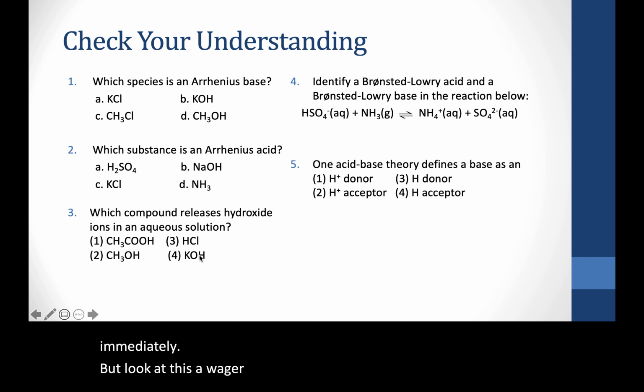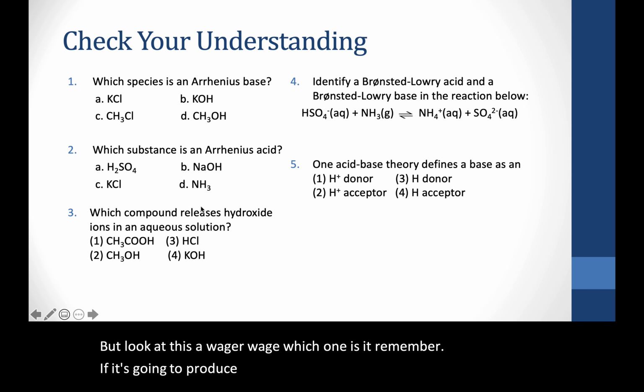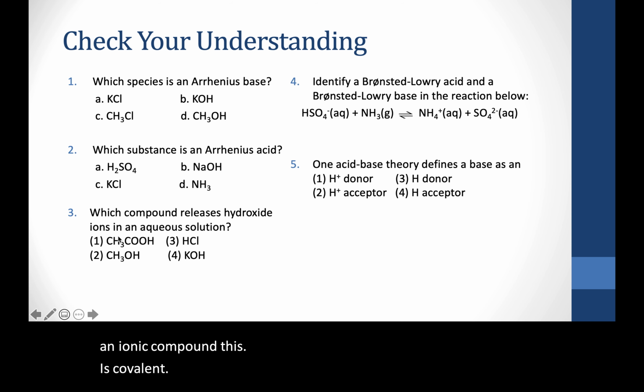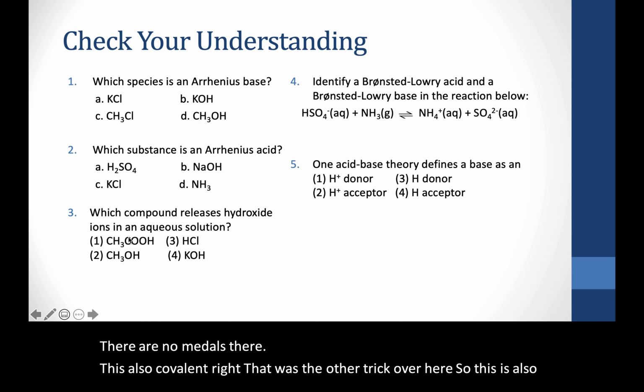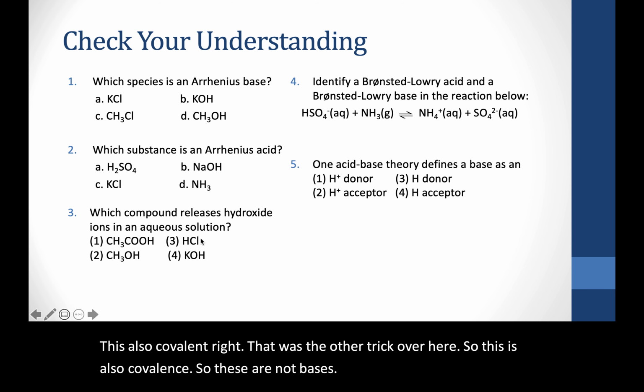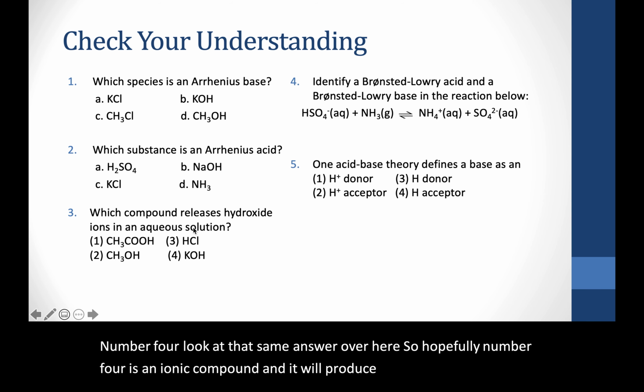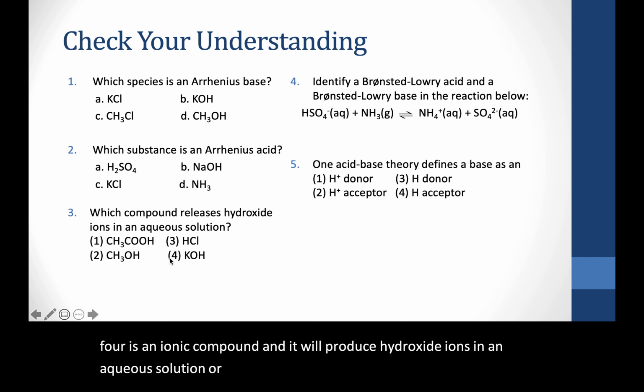Which one is it? Remember, if it's going to produce hydroxide ions, if it's an Arrhenius base, it has to be an ionic compound. This is covalent. There are no metals there. This is also covalent, right? That was the other trick over here. So these are not bases. Look at that, same answer over here, so hopefully. Number 4 is an ionic compound, and it will produce hydroxide ions in an aqueous solution, or when it's put into water.